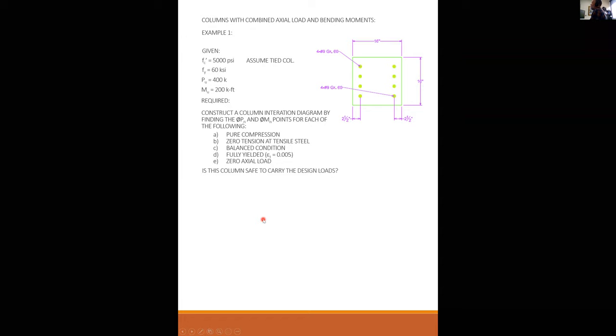And so we need to answer this question: is this column safe to carry the design loads? Solution. All right, let's start with point A, pure compression. We're going to work through all five points to get that interaction diagram that we're looking for. Point A, pure compression.